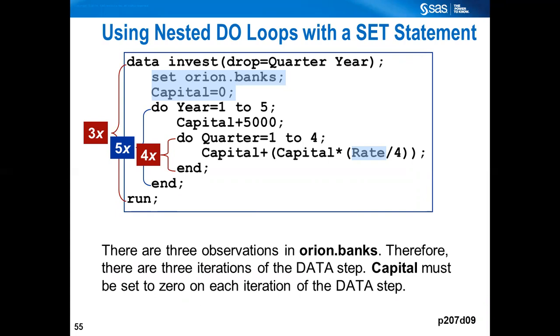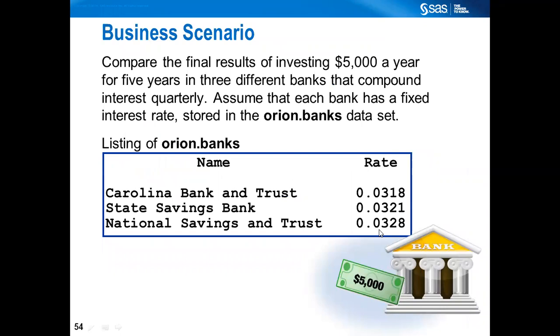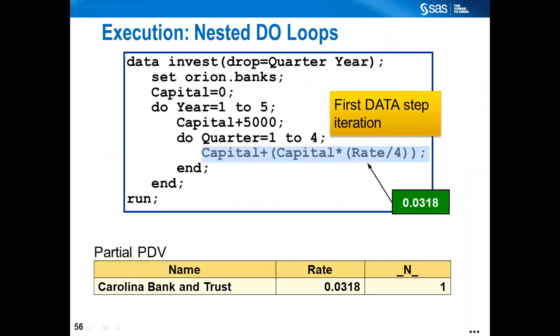Okay, but the interest rate is different for each bank, right? For every bank, yes. That's why we have a variable rate which is coming from the input data set. See, in iteration 1, this is the first rate of interest, first bank. Then second iteration, second rate, second bank. Third iteration of your data step, third rate, third bank. So it automatically takes a different interest rate, yes, because of your variable rate, which is coming from the input data set.